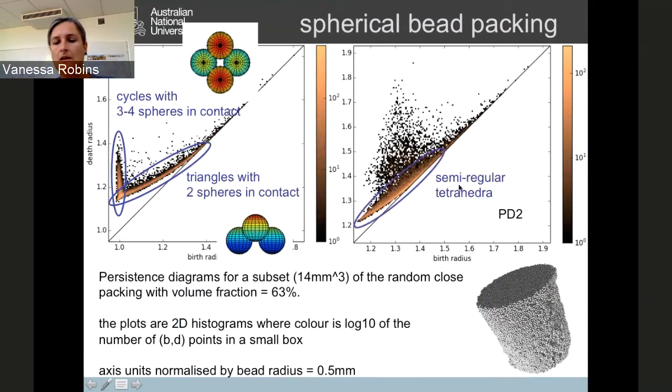And the same kind of thing is happening in PD2. So in PD2, this curve along here we can understand as being built from semi-regular tetrahedra. So the hotspot down there is the perfectly regular tetrahedron with 4 spheres all in mutual contact. Whereas if I go up along this curve, that's formed by one of those spheres just rolling away from its opposite pair.